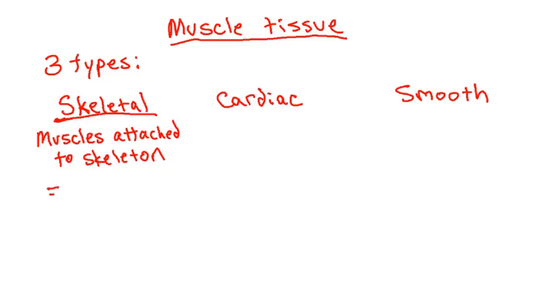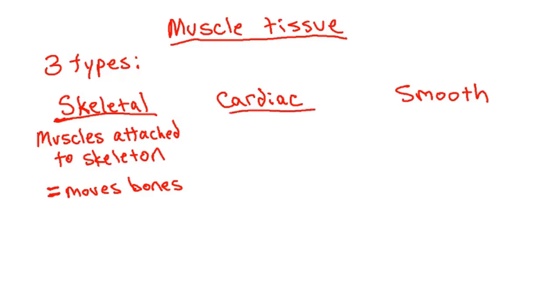So that type of tissue moves the bones. You couldn't take your hand off of that hot stove if you didn't have the skeletal muscle tissue, because that makes up the muscles that are attached to your skeleton that will move your bones, that will move your hand out of the way.